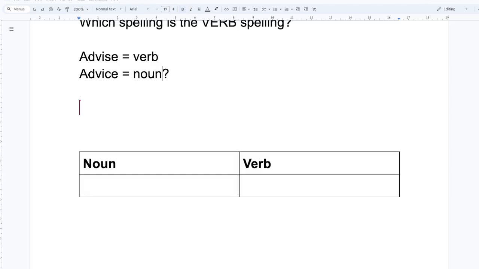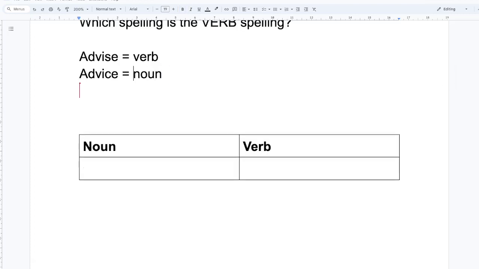The noun is with a C. And the verb is with an S. Okay. Now, what about pronunciation? Is there a difference in pronunciation?